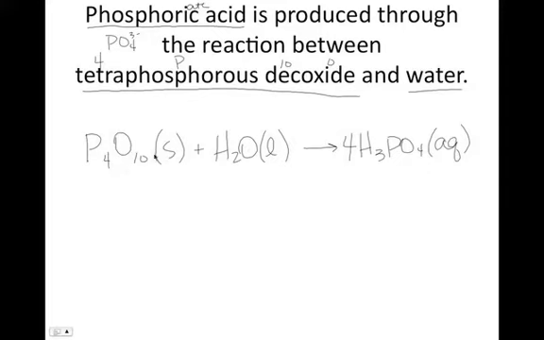So, since I need 16, I got 10 here. What if I put a 6 right there? That gives me 10 plus 6 is 16 oxygens. And then let's check my hydrogens. 6 times 2 is 12. 4 times 3 is 12. So, they balanced each other out on their own. Don't you love it when that happens?